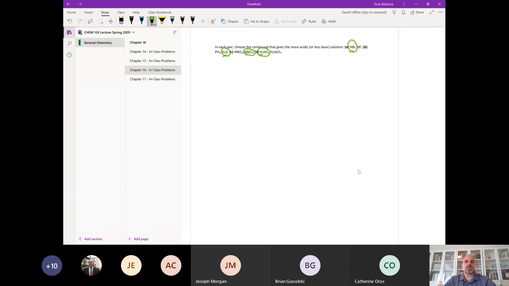Any questions on this part? So why is HBr more acidic? As you move down in the periodic table, right?